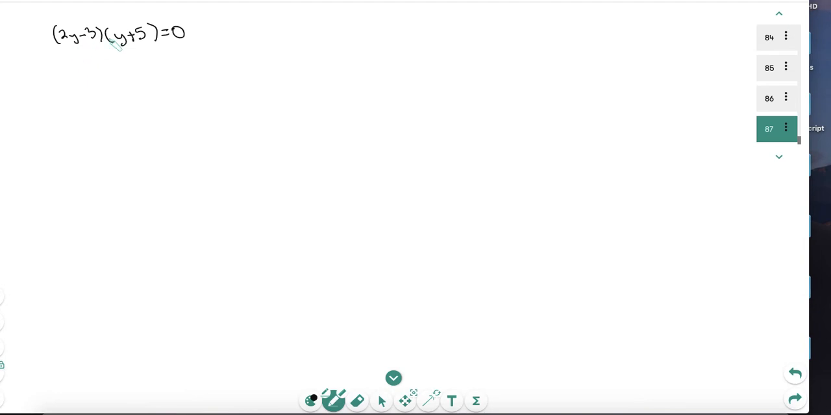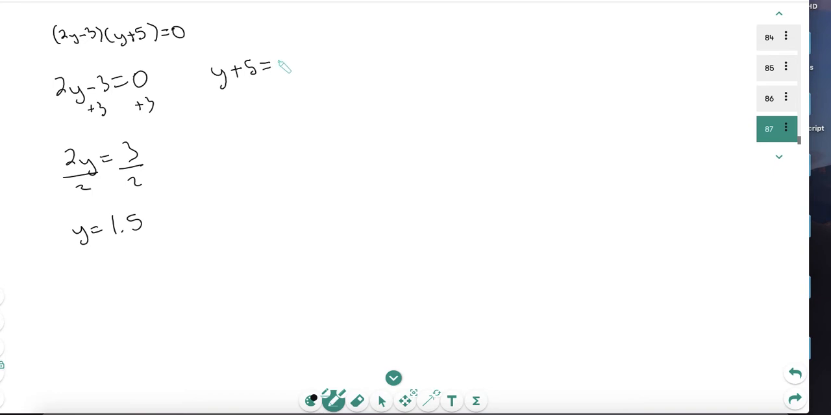So let's get the first bracket, 2y minus 3, set equal to 0. So how do I get rid of that minus 3? I can plus 3 on both sides. So 2y equals 3. Y is being times by 2. I'll divide by 2. So just using regular algebra, 1.5. That's our first answer for y. And the other one, y plus 5 equals 0. Something plus 5 is 0. Y equals minus 5. And these are our two answers.